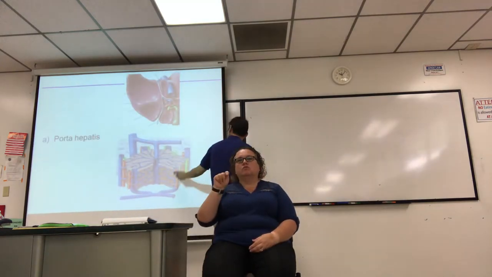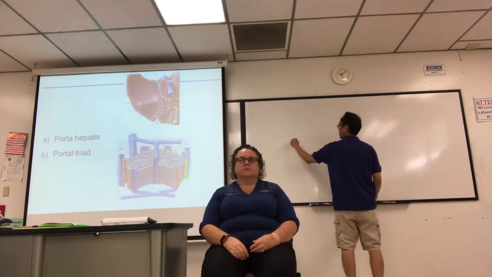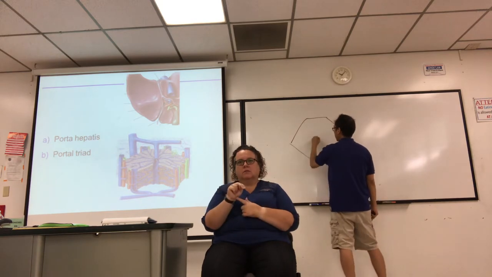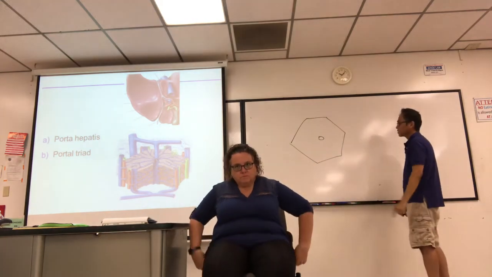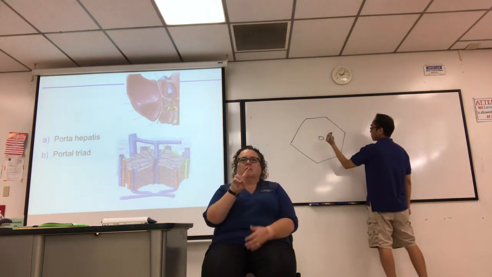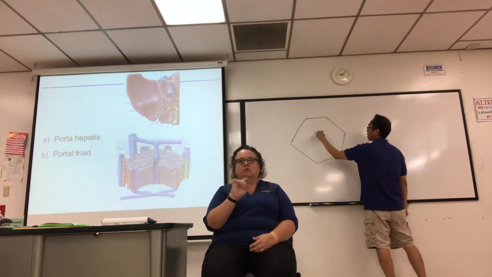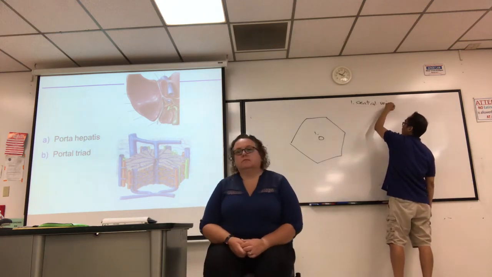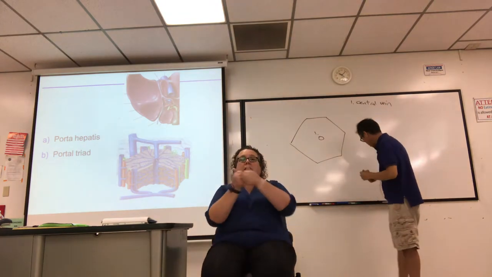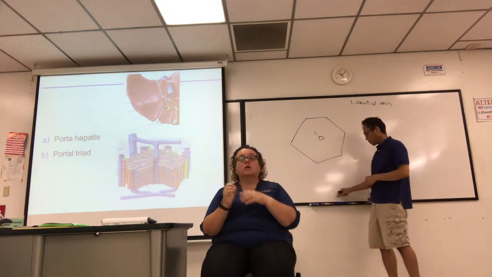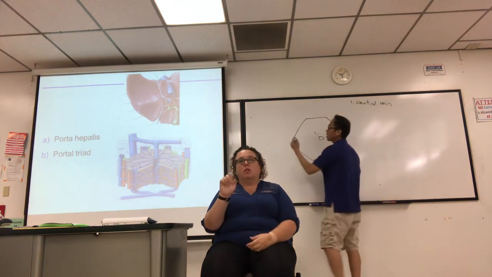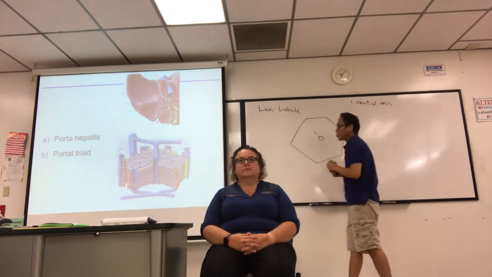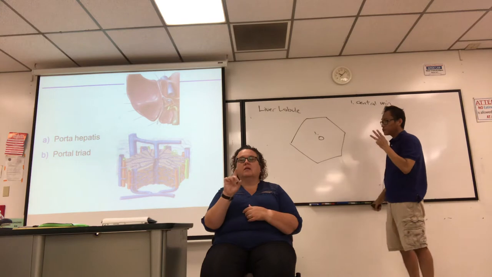At the corners, you have what's called the portal triad. It's basically what you have here. Look at the bottom image. You have a hexagon. That's the central vein in the middle. And at each corner of the liver lobule, you have a portal triad, which is a trio of three structures.